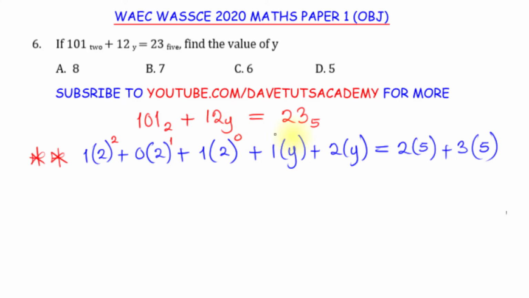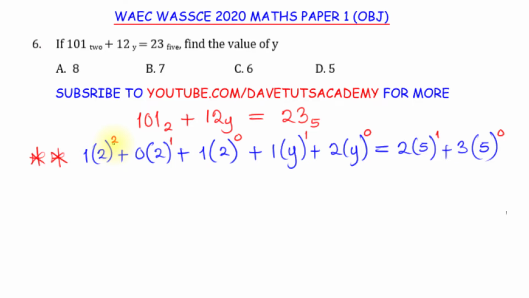The same thing we do to y. First, we start from the right hand side. 2 is on the right hand side, so y will be raised to power 0. Then here, the second one, y will be raised to power 1. And then, for the right-hand side also, we start from 3. The 5 will take the power of 0, and this 5 will take the power of 1. So, if we have that, we can now go ahead to solve the question.